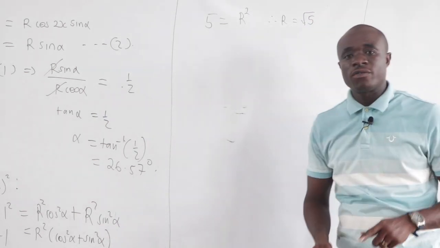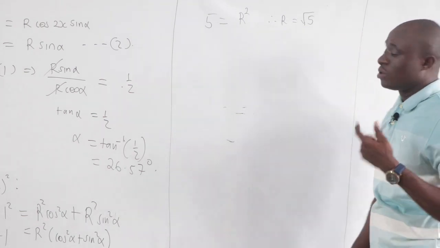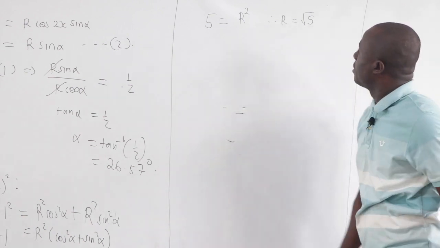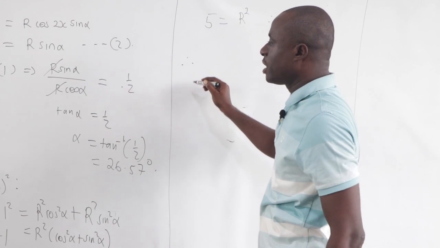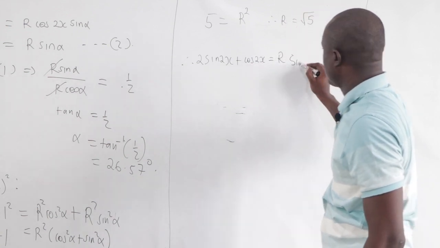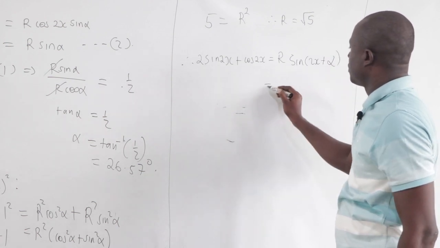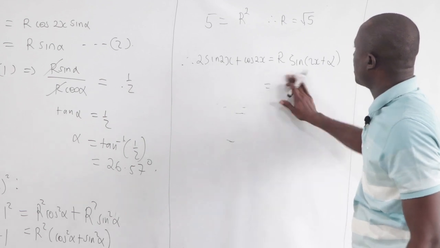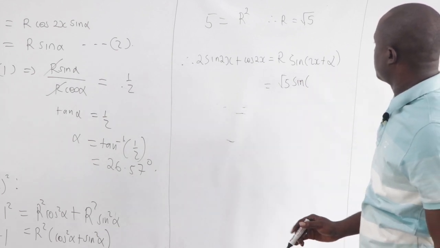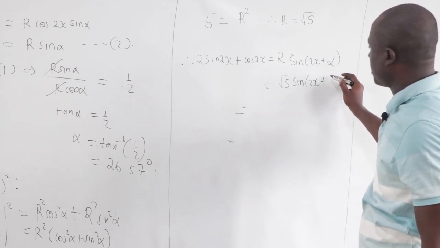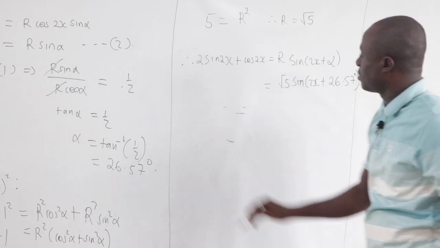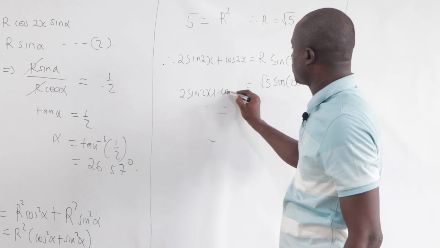Now, the square root of 5 is supposed to be plus or minus, but because r should be greater than 0, our r is root 5. Therefore, the question says we should put 2 sin 2x + cos 2x in the form r sin(2x + alpha). So what is our r? Our r is root 5. Sin of 2x plus alpha. What is the alpha? That is 26.57. And that is our 2 sin 2x + cos 2x.